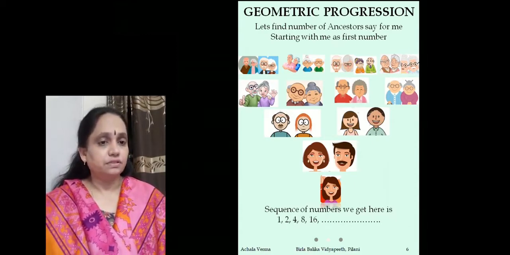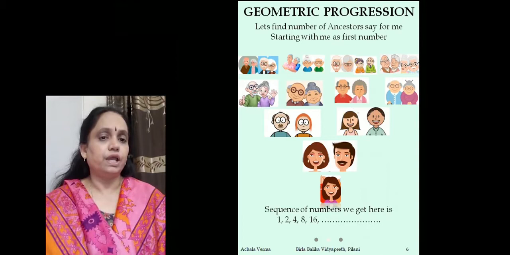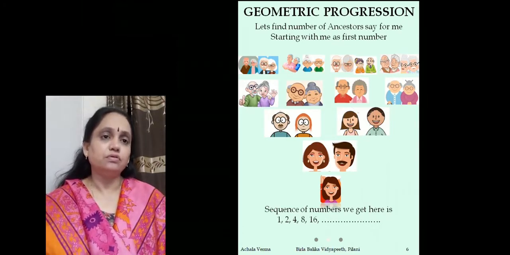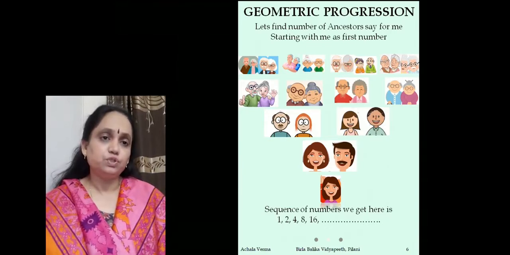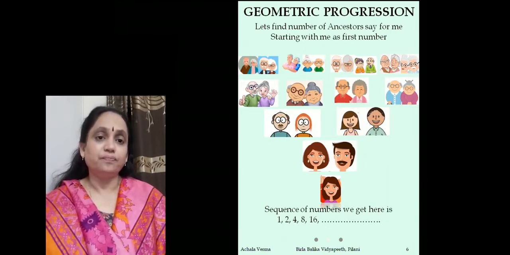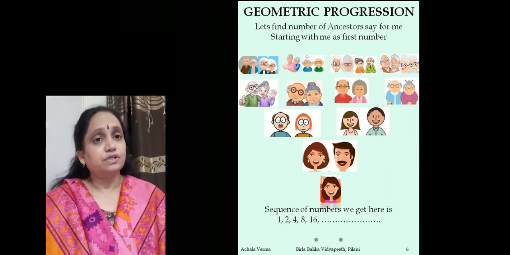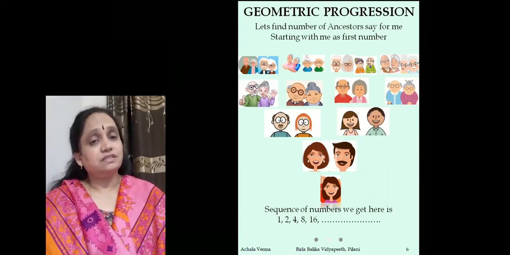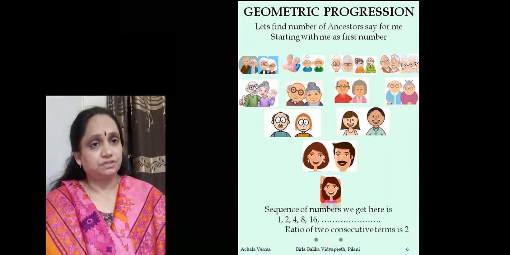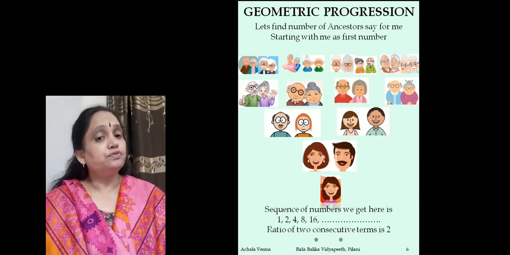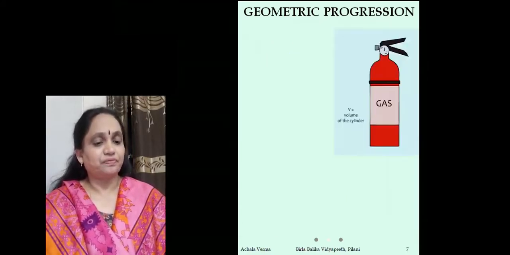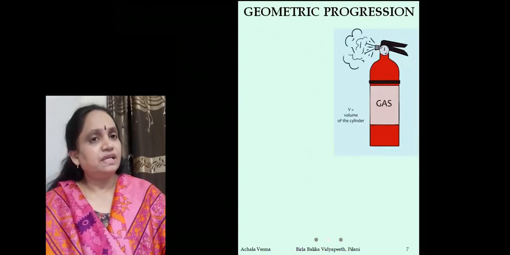It is 1, 2, 4, 8, 16 and so on. That means if I multiply a term by 2, I would get the next term. So I can find out the number of ancestors, maybe going backwards up to 10 generations. Isn't it amazing? The ratio of two consecutive terms here is 2. Is this possible in any other situation?